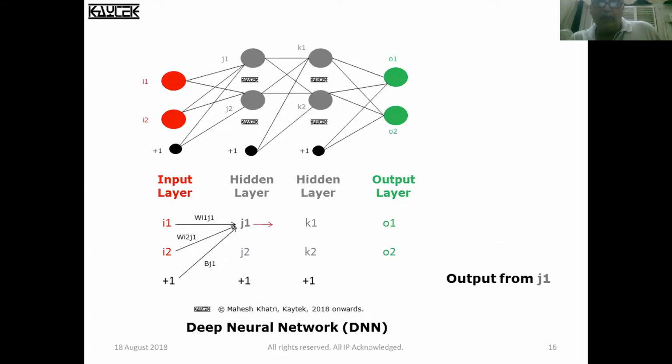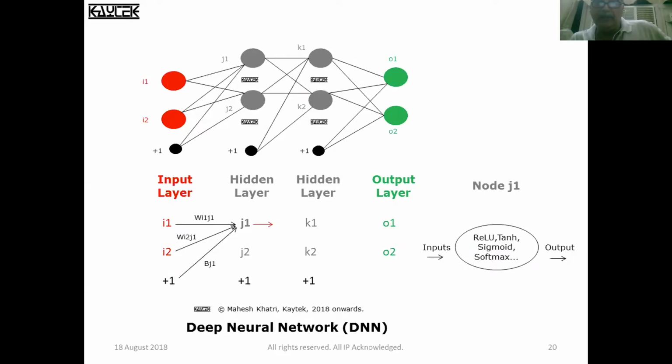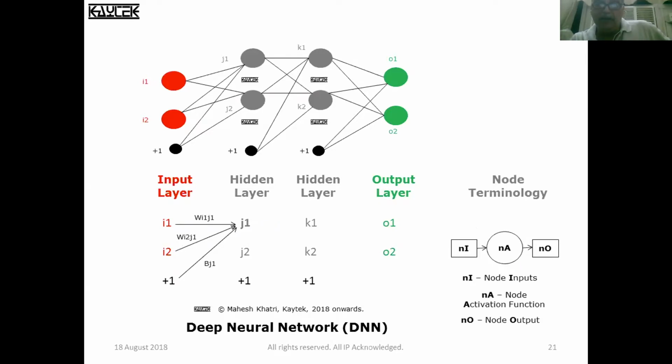The output from J1 is essentially the inputs coming at J1 plus the activation which is happening, which in this case happens to be the ReLU function. So I have used this terminology where I have said the node inputs are NI, the node activation is NA, and the node output is NO. If you remember, I had started doing this in Excel first, but it became horribly complicated. That's why I thought I'll first create this simple terminology and then build it from there.